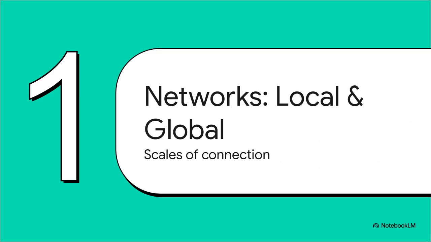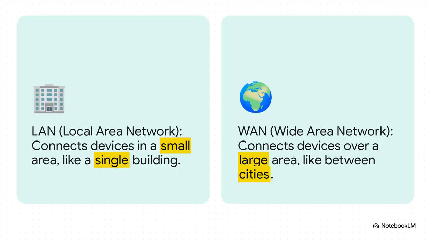So first things first, not all networks are the same size, not even close. They come in different scales, and understanding that scale is, well, it's pretty key. We're going to start with the two most important types, the local and the global. On one side, you've got the LAN, which stands for Local Area Network. This is your home Wi-Fi, right? Or the network at your school or office. It's just a bunch of connected devices in one small contained area.